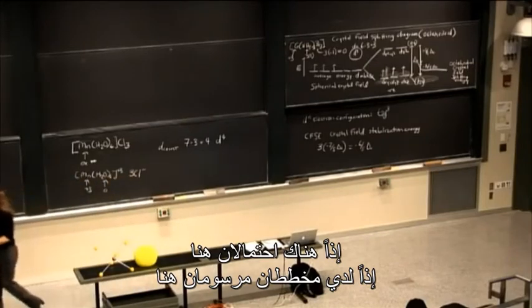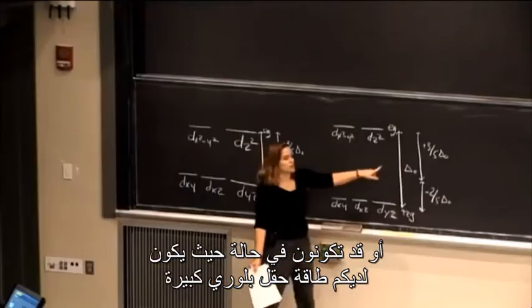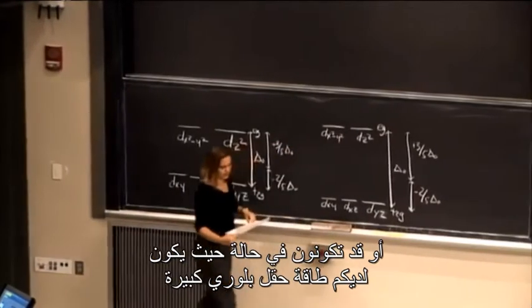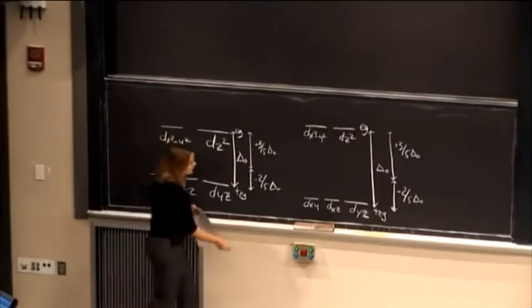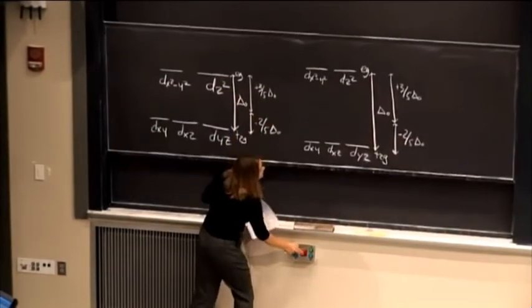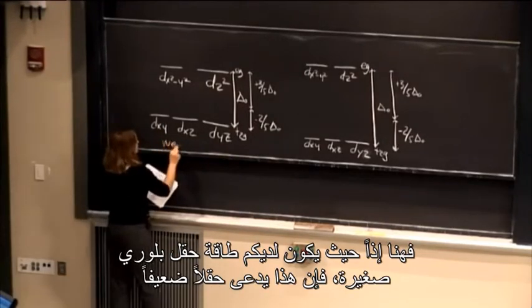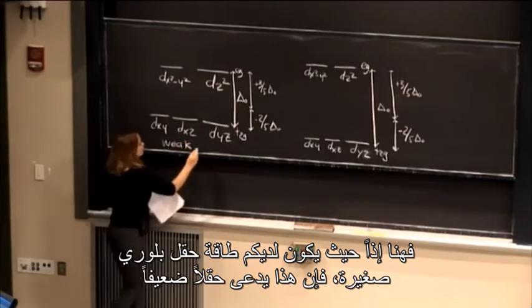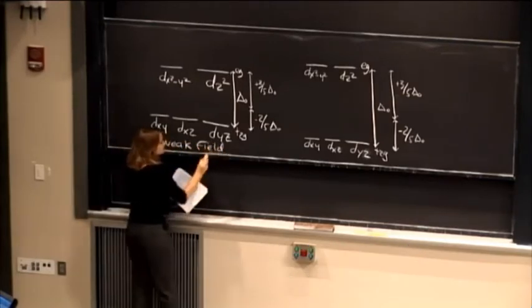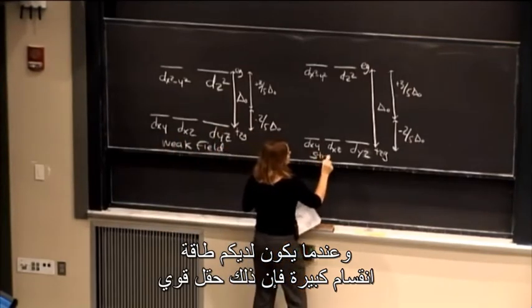So I have 2 diagrams drawn over here. And you might be in a case where you have a small crystal field splitting energy, or you might be in a case where you have a large crystal field splitting energy. And so there are two different ways the electrons can go. So over here, where you have a small crystal field splitting energy, that's called a weak field. And when you have a big splitting energy, that's a strong field.